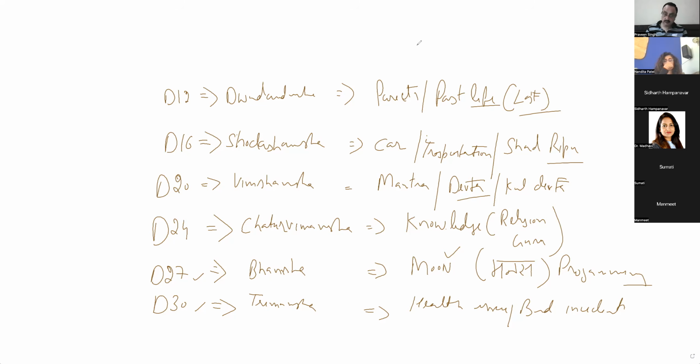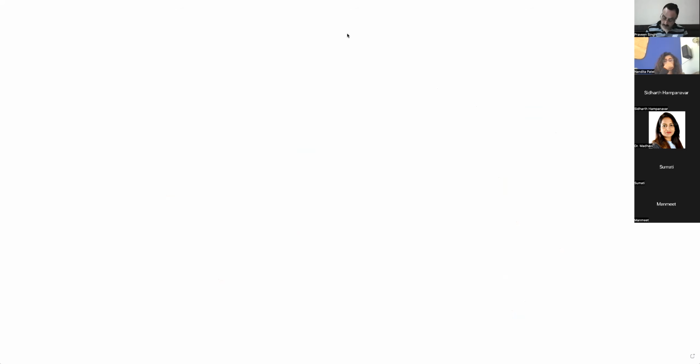Okay, now we've got three more. The other one is the D40. D40 is also Chatvir Amsha. Okay, Chatvir Amsha chart. This is basically your Nanka Parivar.